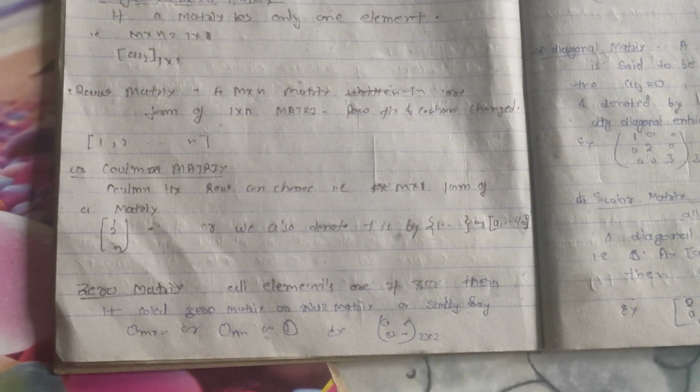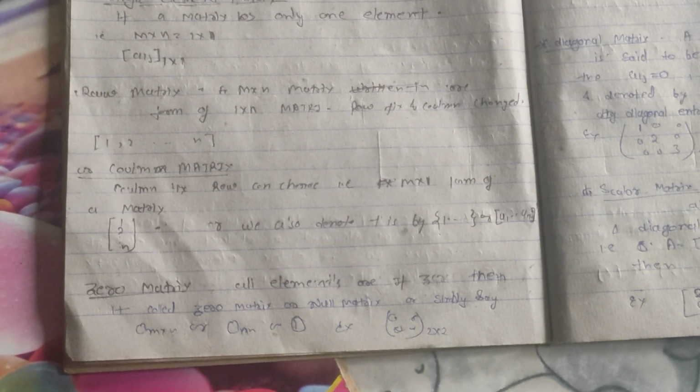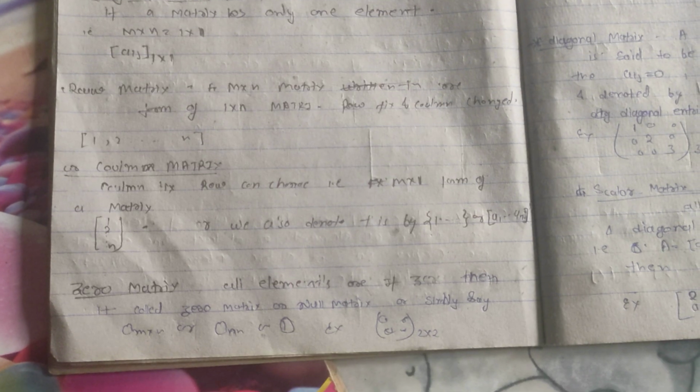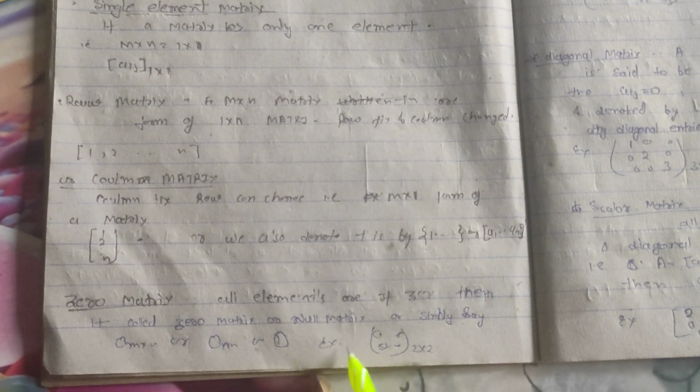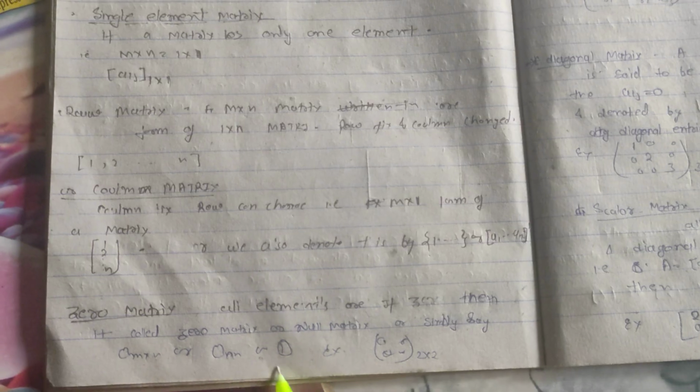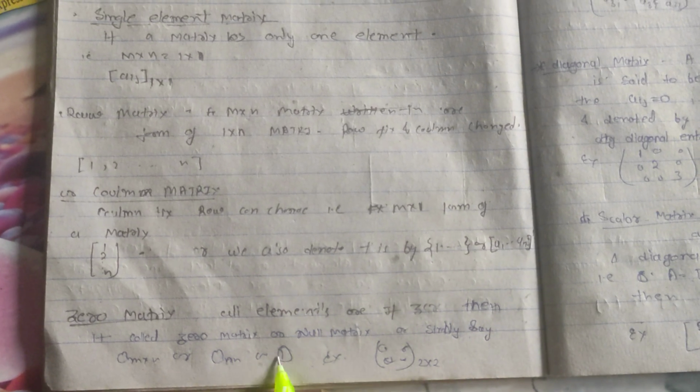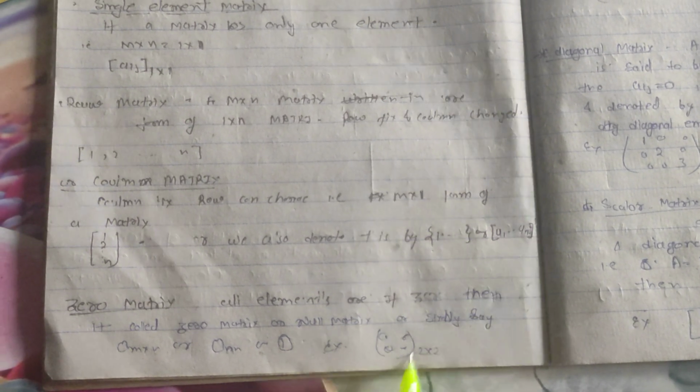And zero matrix: if all elements are zero, it is said to be a zero matrix. See the definition. Or null matrix, simply written as 0 of order m cross n, or simply 0, or the zero matrix of 2 by 2 order, something of m cross n order. And here are some examples of this.